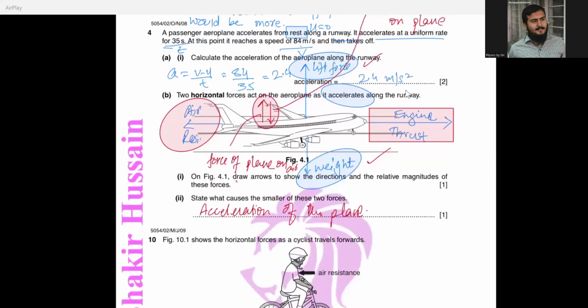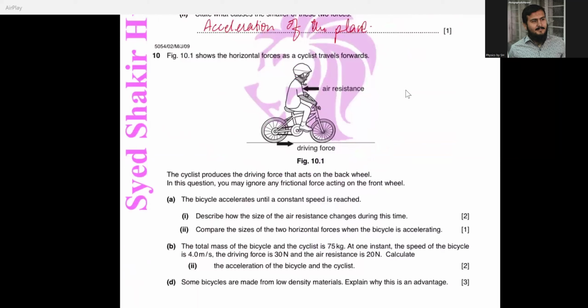Understand? Okay. Figure 10.1 shows horizontal forces as a cyclist travels forwards. The cyclist produces the driving force that acts on the back wheel. In this section, you may ignore the frictional force acting on the front wheel. The bicycle accelerates until a constant speed is reached. Describe how the size of the air resistance changes during this time.